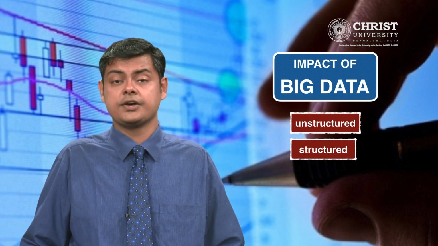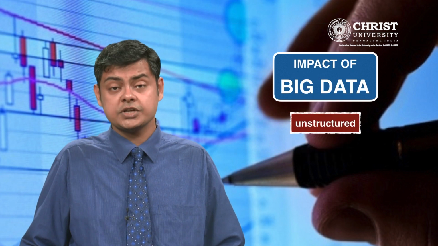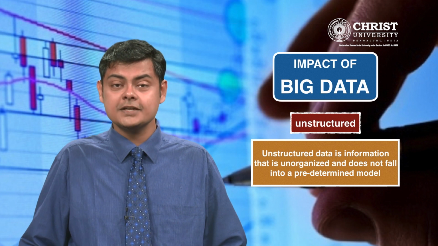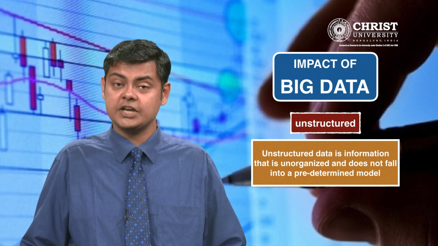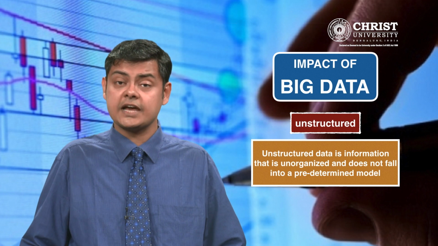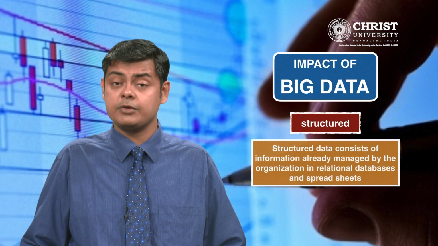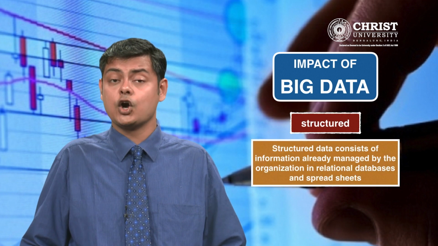Big data can be categorized as unstructured or structured data. Unstructured data is information that is unorganized and does not fall into a predetermined model. This includes data gathered from social media sources, which help institutions gather information on customer needs. Structured data consists of information already managed by the organization in relational databases and spreadsheets. As a result, the various forms of data must be actively managed in order to inform better business decisions.